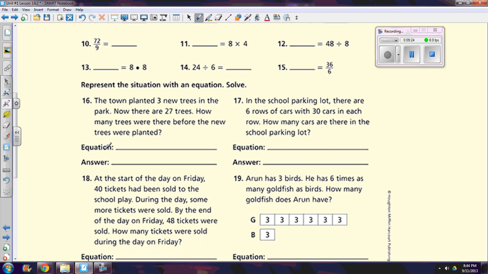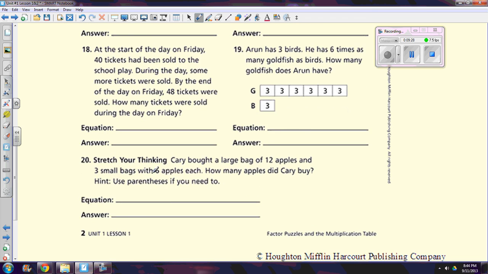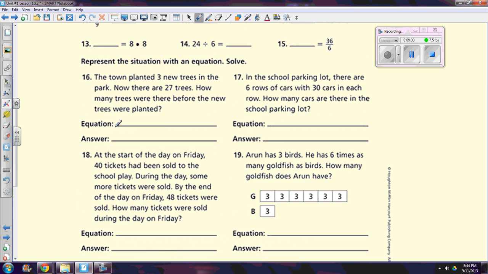Down below with 16, 17, 18, 19, and 20, it wants you to write the equation as well as the answer. The equation as well as the answer. So let's look at number 16. It says the town planted 3 new trees in the park. Now there are 27 trees. How many trees were there before the new trees were planted?